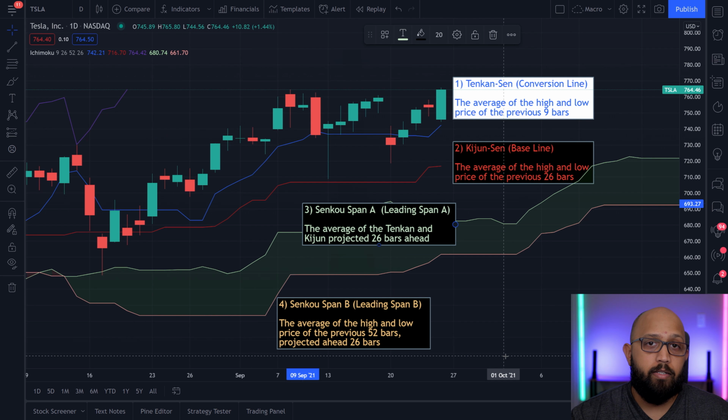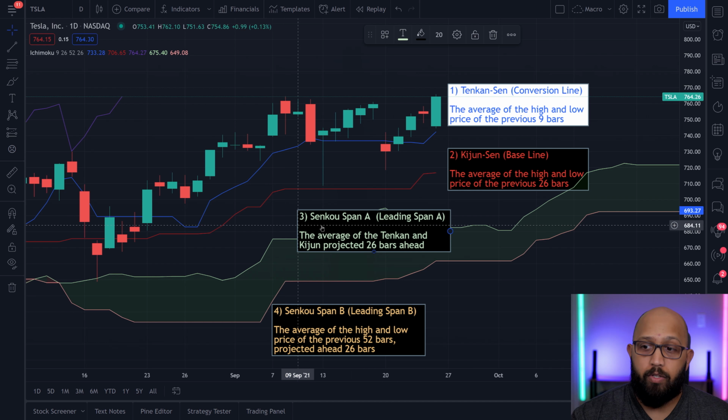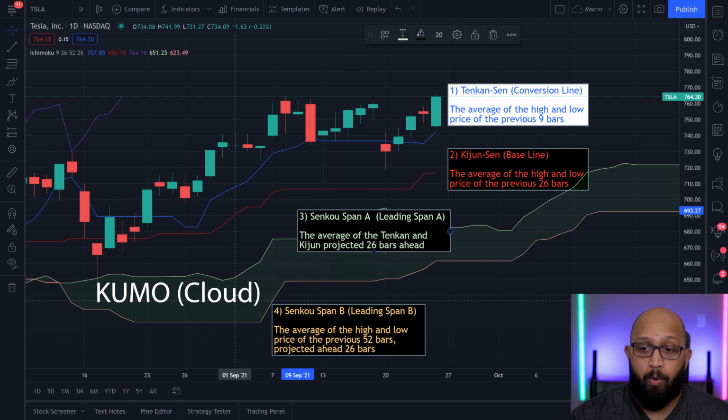This fourth line is the Senkou Span B, or the leading span B, and it's the average of the high and low price of the previous 52 bars projected 26 bars ahead. Same with the other one, projected ahead. Both the Senkou Span A and Senkou Span B, each of these lines helps to form what's known as the Kumo, or the cloud.